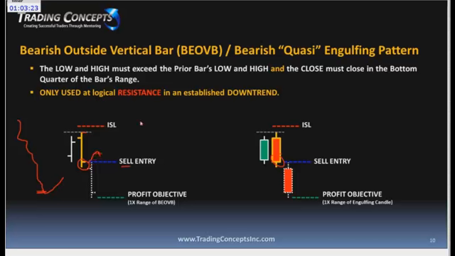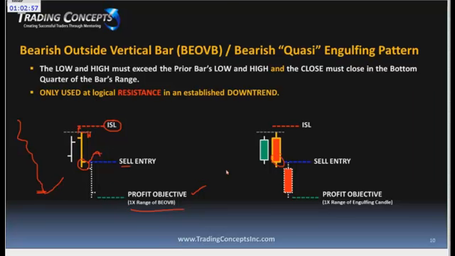Regardless of what you decide to do, your initial stop loss, ISL, needs to be placed directly above the high of the bearish engulfing pattern, okay? Your profit objective, again, is 1 times the range of that engulfing pattern. Again, take high minus the low. That's your range. Take that range, subtract it down from your entry, and that is your objective. That is your first objective, okay?